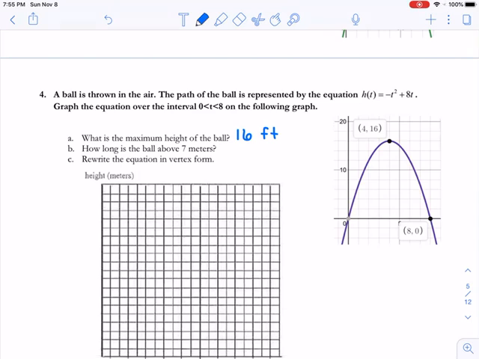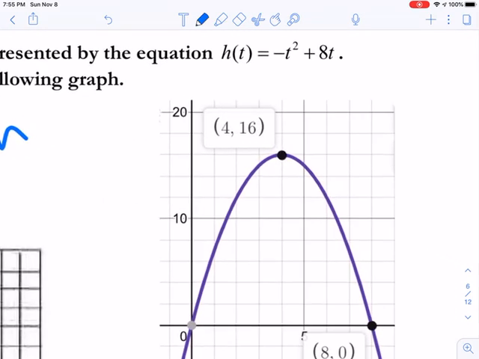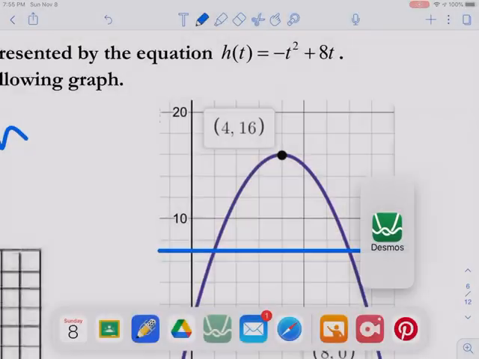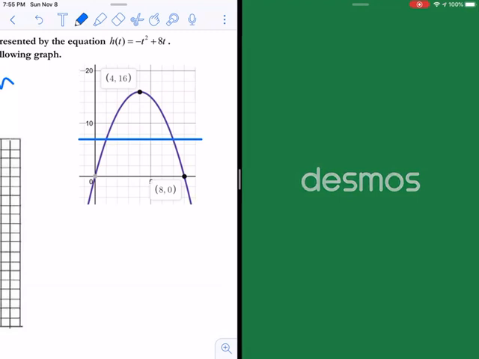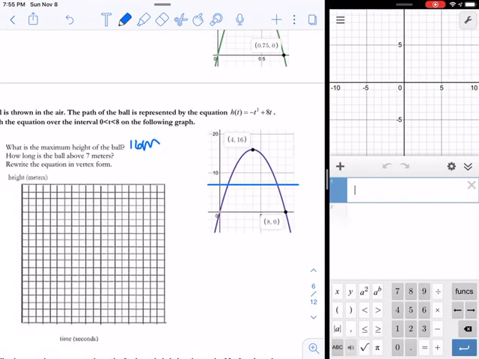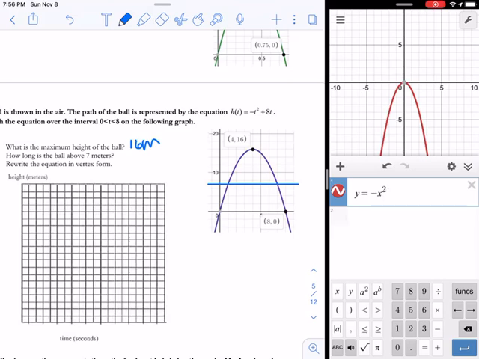I believe it's feet. How long is, oh, no it isn't, it's meters. How long is the ball above 7 meters? Well, let's see. We would need to find where the graph intersects 7 meters. So I'm going to show you how I do that. I'm going to open Desmos here, and we're going to graph the function. I'm just going to use x and y. So y equals negative x squared plus 8x.